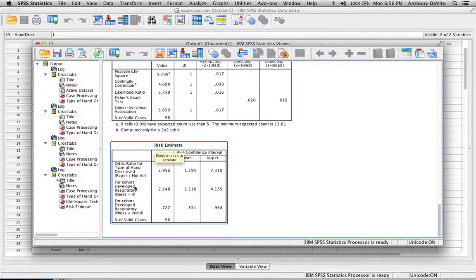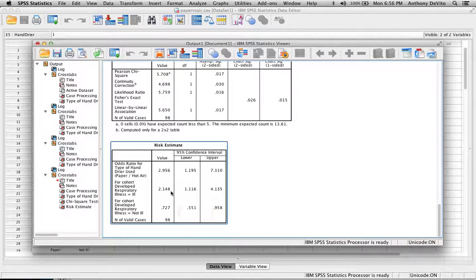It says odds ratio directly. It says odds ratio for type, hand dryer, paper versus hot. And what was our odds ratio before? It was 2.9, same number we got. What was our relative risk? Now, for relative risk, it kind of disguises it a little bit. It calls it for cohort developed respiratory illness, okay? And that is 2.148. This number that winds up in the second row is always going to be your relative risk. The first number is obvious because they call it odds ratio. 2.956 is your odds ratio, and 2.148 is your relative risk.